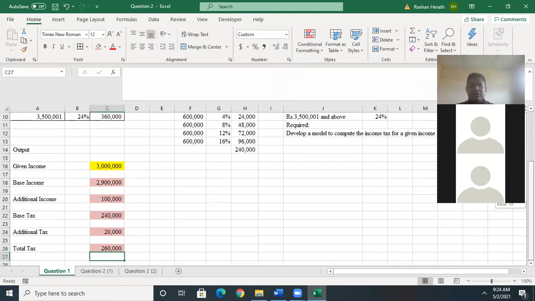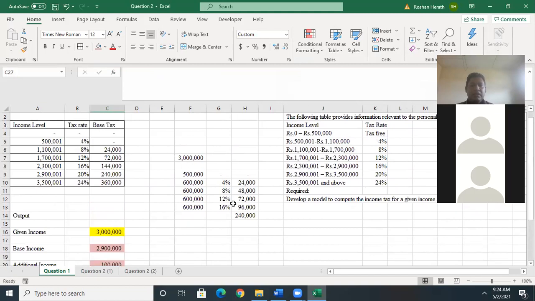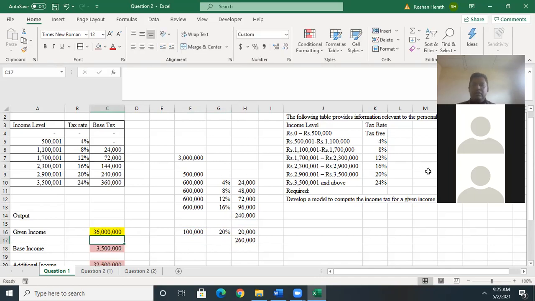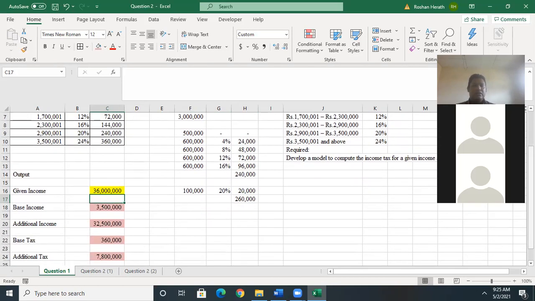So it is 260,000. If you have manually worked that out for this 3 million, the base tax was 240,000. The additional income was 100,000. It is taxed at 20%, so it's going to be 100,000 into 20%, which is 20,000. Yes, so what we have calculated is correct. You can take whatever income level and try whether it works. You take 36 million, this is it. If you take 25 million, whatever it is, it works.